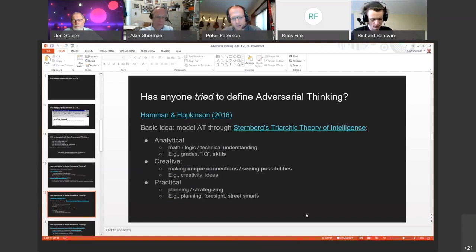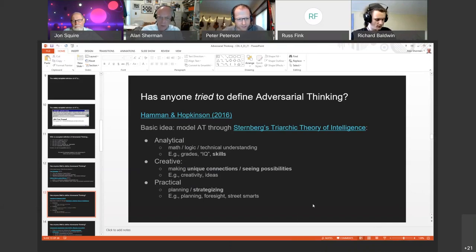And then with practical, anytime you think about adversarial thinking or that sort of idea, strategy kind of becomes the next obvious step. But when we look back at how the community talks about adversarial thinking, the descriptions of examples of adversarial thinking are not usually at the strategic level, right? They're not thinking 2, 3, 4, 5, 6 steps down the road. They're usually talking about people's ability to look at a situation and do that creative step. At least that's my argument. Making those unique connections, seeing possibilities. Those are the core ideas of the previous definition attempts. And so that tends to be what I'm focusing on. And one more slide, please.